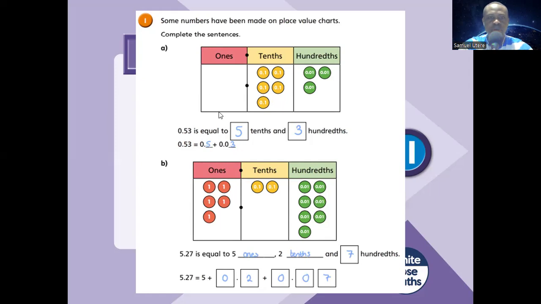And if we wanted to read this number, it will be 0.53. And then here, by now, you should know how to complete the number sentence. So we have 5 ones, 2 tenths, and 7 hundredths.